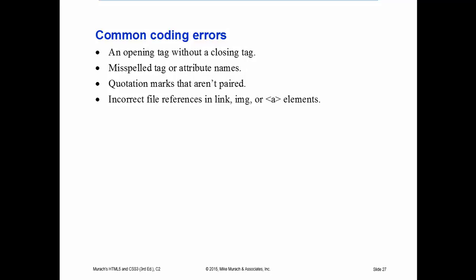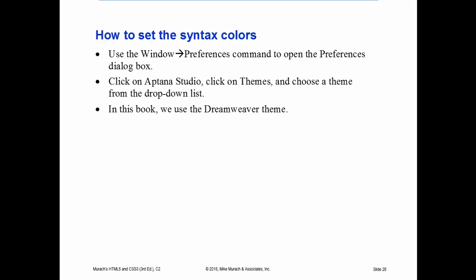Common coding errors. So I'm jumping all the way up. This is actually still Aptana, but it's all the way to page 69. But these are errors that we all make. You open a tag and don't close it. You misspell the name of a tag. You misspell the name of an attribute. You put a beginning double or single quote in, but not an ending one. You reference an incorrect file. Everyone makes mistakes. Just so you know, it just happens. We all do it.